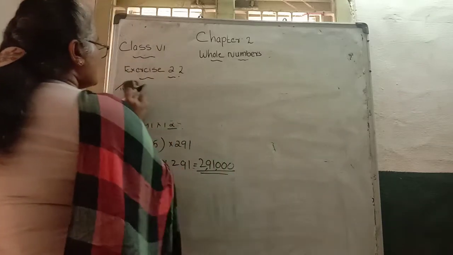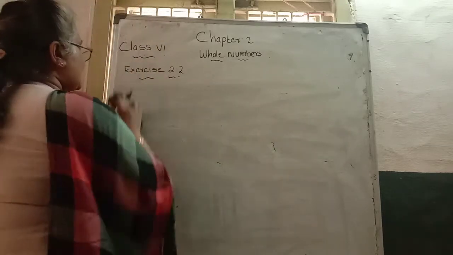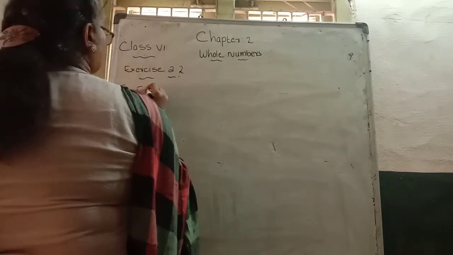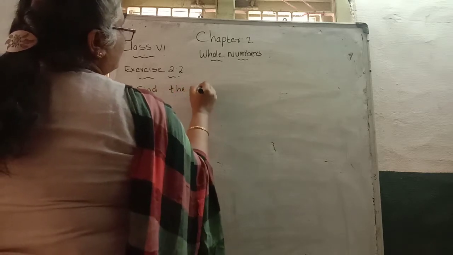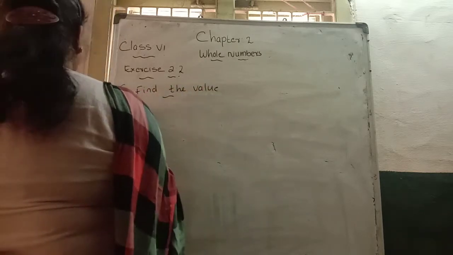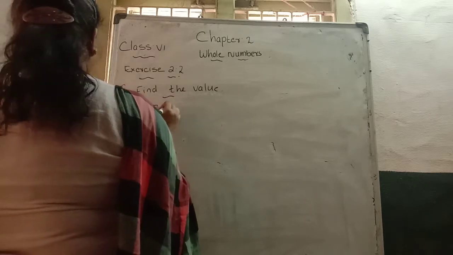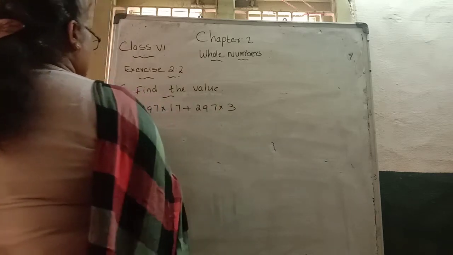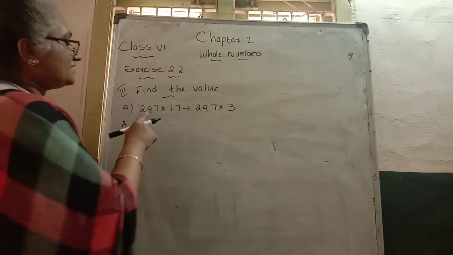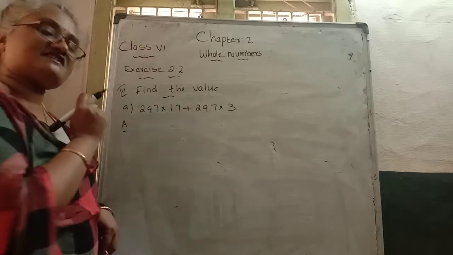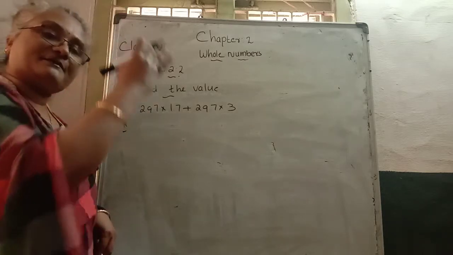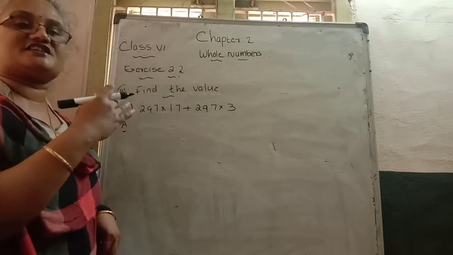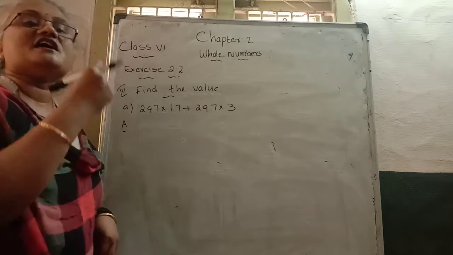Then next, the third question, also like this. Find the value of the following. They ask us to find the values. First question: 297 into 17 plus 297 into 3. Here, see, which number is common? Here, how many terms are there? Terms means they are separated with a plus sign or minus sign. How do we identify terms? They are separated with plus or minus sign.